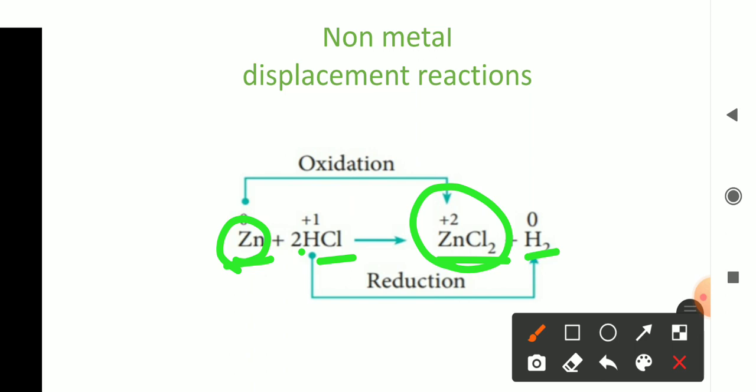So we can say that when the place of a non-metal is displaced by a metal, such kind of displacement reactions are called non-metal displacement reactions. Okay, it is also a displacement reaction, but only there is a change. In the case of metal displacement reaction, the place of a metal will be displaced by a metal, whereas in the case of non-metal displacement reaction, the place of a non-metal is displaced by a metal.